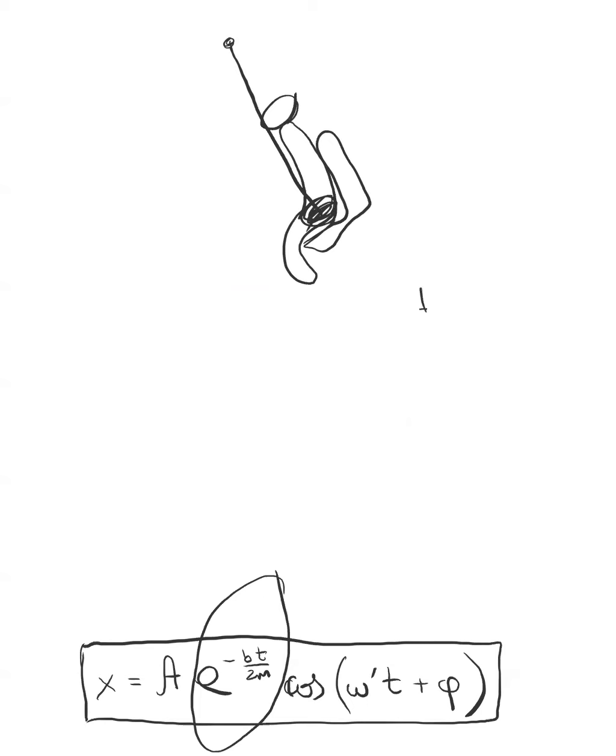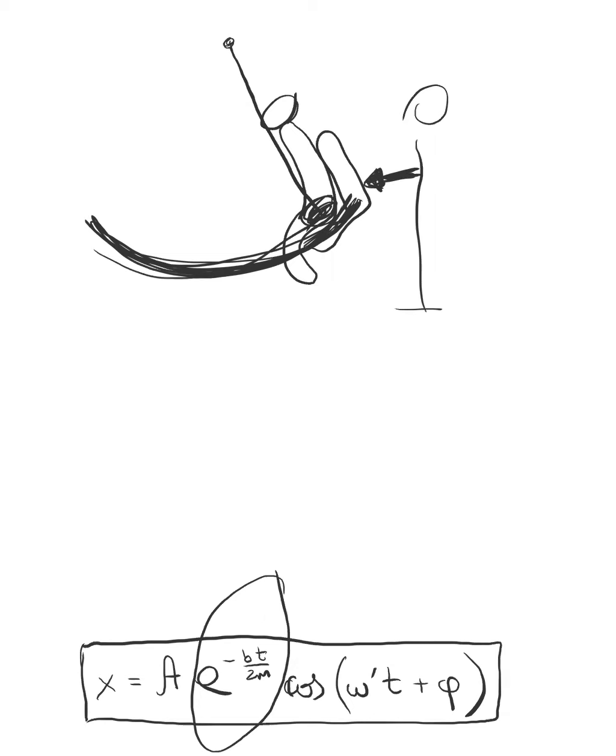If there is someone here who is pushing this child, then even though you have damping, these oscillations could in principle continue forever, because we have an external force applied here, and this external force replenishes energy that's lost to damping.